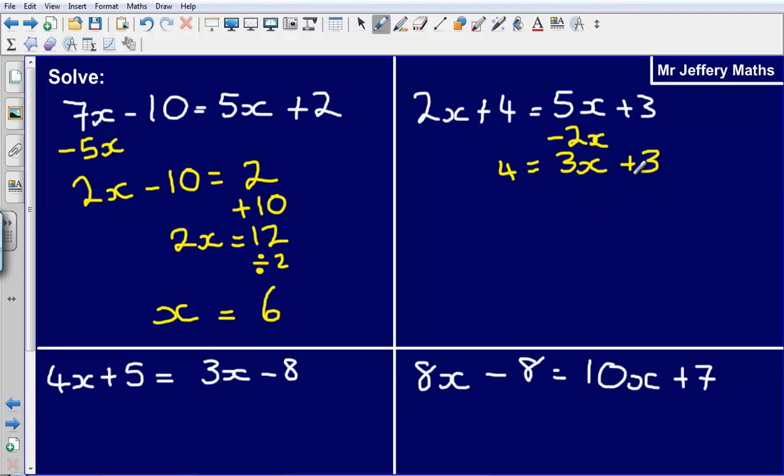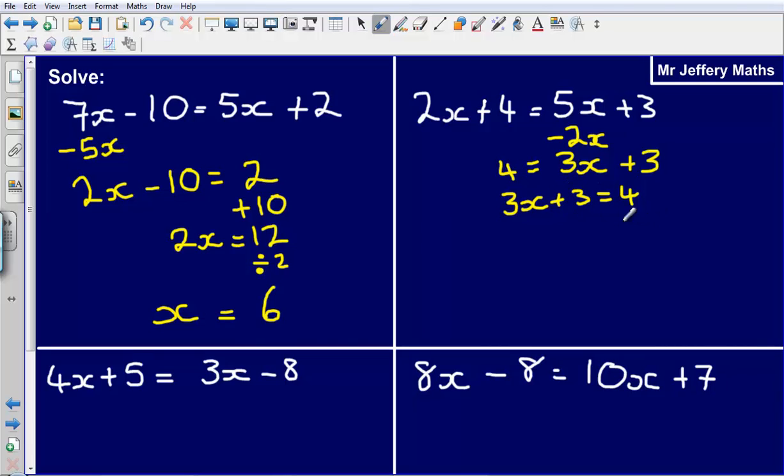Now this does sometimes throw people off. This is exactly the same as 3x plus 3 is equal to 4. It makes no difference what side of the equal sign my x's are on. I'm still going to do exactly the same things. So we'll rewrite it like that, just in case you're confused by seeing it in this situation. And so I've got 3x plus 3 is equal to 4, so I'm just going to do exactly the same as what I've been doing the whole way through.